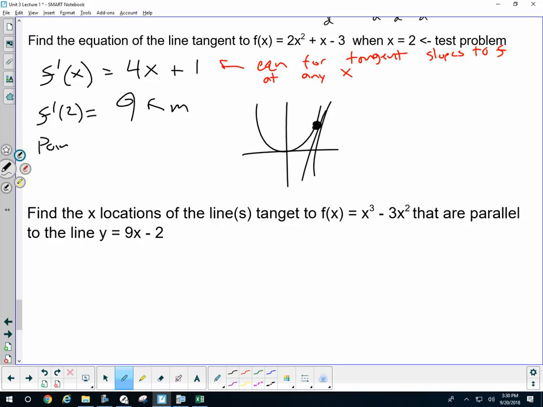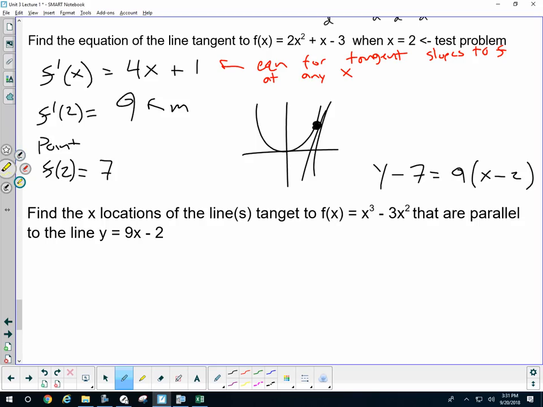My point comes from plugging in x into my original function to find this y coordinate. So that's 8 plus 2 minus 3, so that's 7. Giving me y minus 7 is equal to 9 times x minus 2. And that, my friends, is the equation of our tangent line.